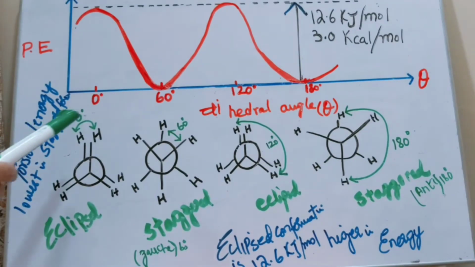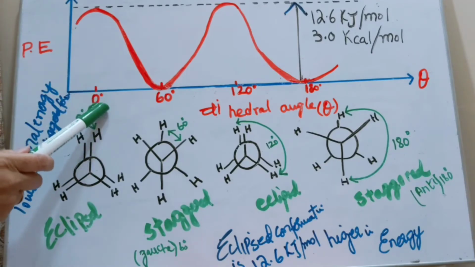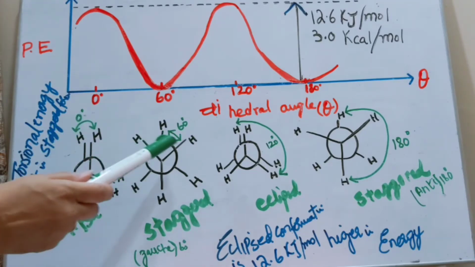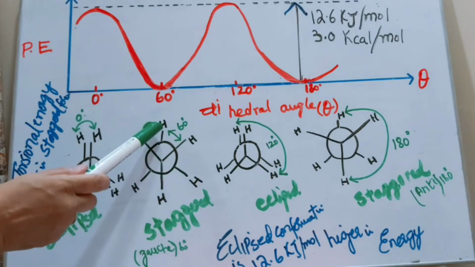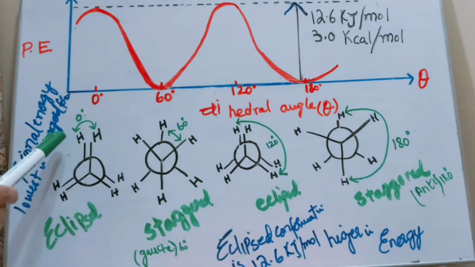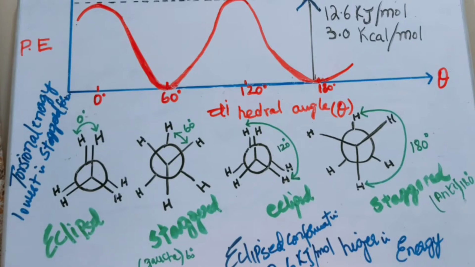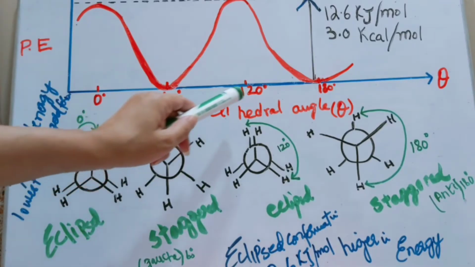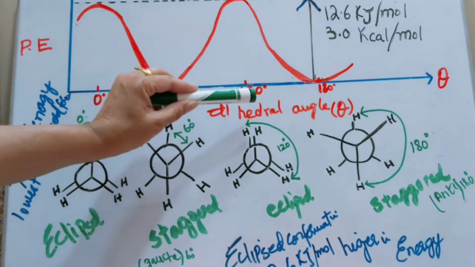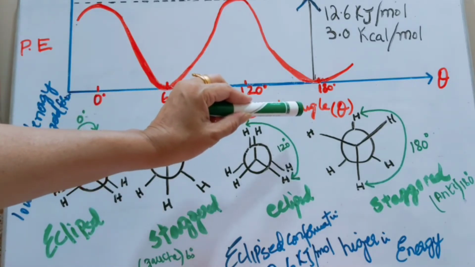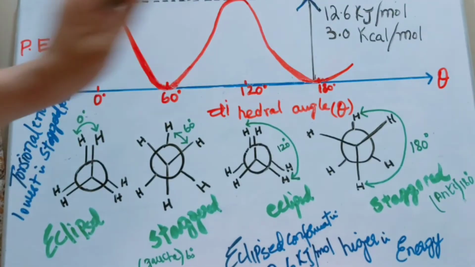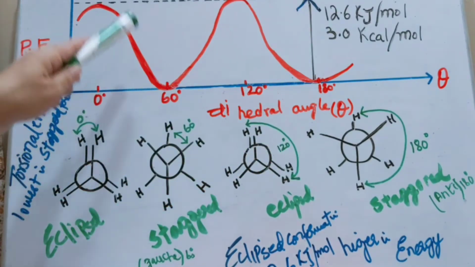Now 0 degrees, that is the eclipsed form, when the angle is 0. And this is the 60 degree angle, when the angle between the two hydrogen atoms is 60 degrees. It is called the staggered conformation, whereas this is the eclipsed conformation. So the graph is between the potential energy on the y-axis and the dihedral angle theta on the x-axis, starting from 0 degrees to 60, 120, 180, and so on. The theta is increasing. So this is simply the rotation of the molecule.